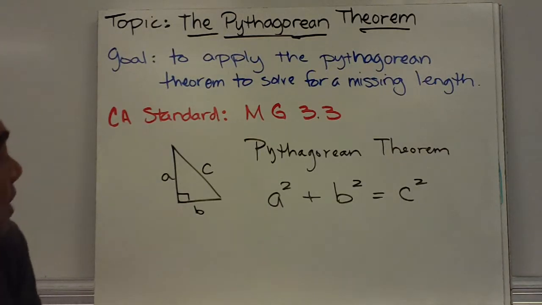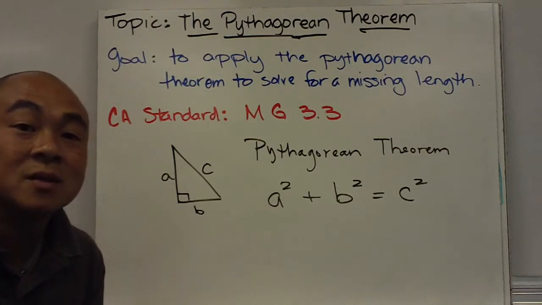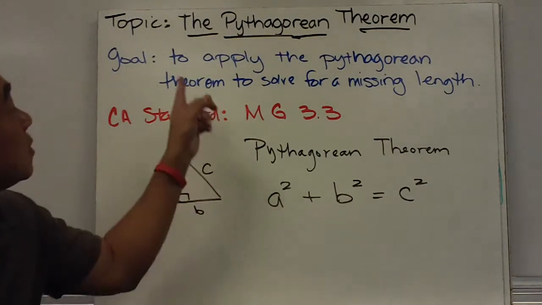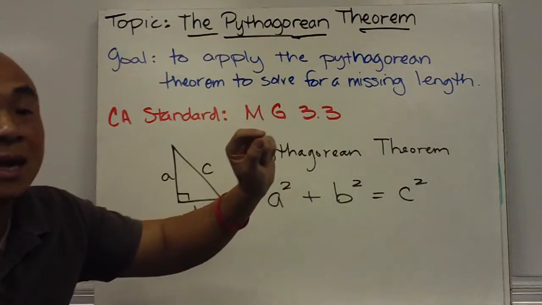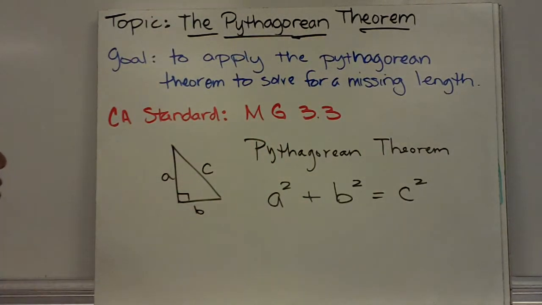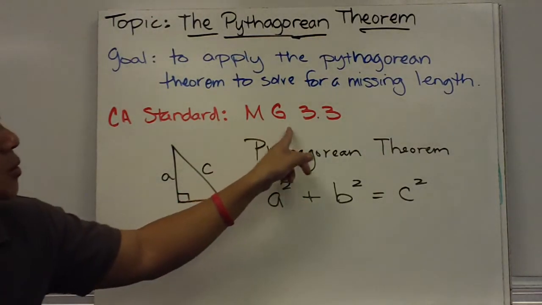Mr. Ko here, and today's topic is the Pythagorean Theorem, and our goal for today is we're going to apply the Pythagorean Theorem to solve for a missing length. And our California standard for today is Measurement and Geometry 3.3.